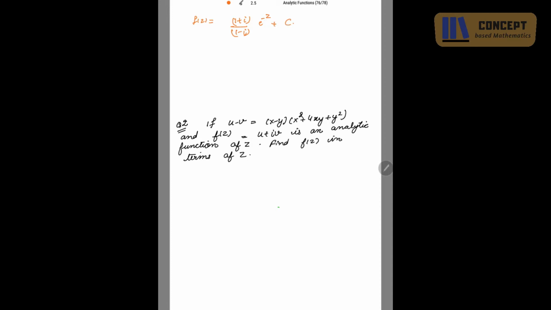plus that constant. Or if you rationalize this, that is (1 plus iota) over (1 minus iota), change this to (1 plus iota) over (1 plus iota), you multiply and divide by 1 plus iota. Finally, it will come iota e to the power minus z plus constant. This is your required analytic function.